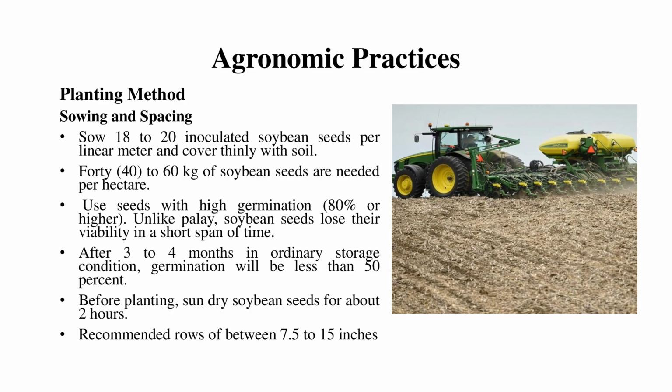Unlike palay, soybean seeds lose their viability in a short span of time. After 3 to 4 months in ordinary storage conditions, germination will be less than 50%. Before planting, sun-dry soybean seeds for about 2 hours. Recommended row spacing is 7.5 to 15 inches.